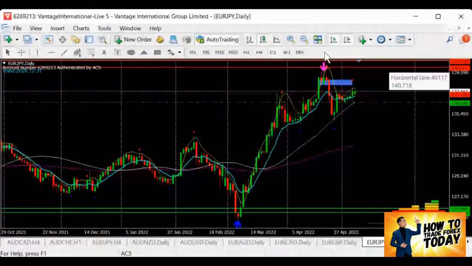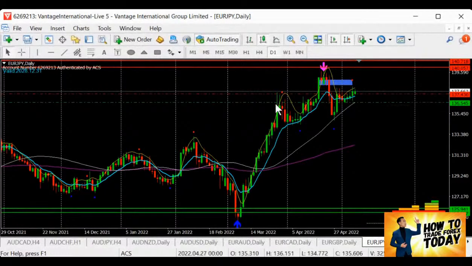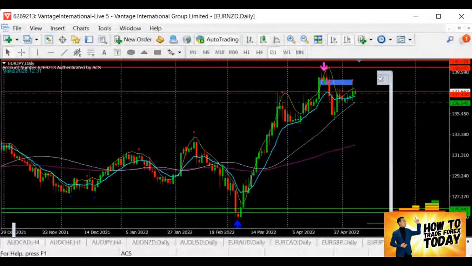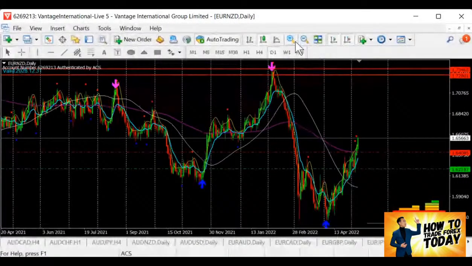Since I am a seller, for this kind of situation, I won't buy. I'll just wait for the chance to sell. When it hits onto the bear zone, then we will start to sell. All right, how about Euro Kiwi? Yeah, very obvious that for Euro Kiwi, we are for a buy.